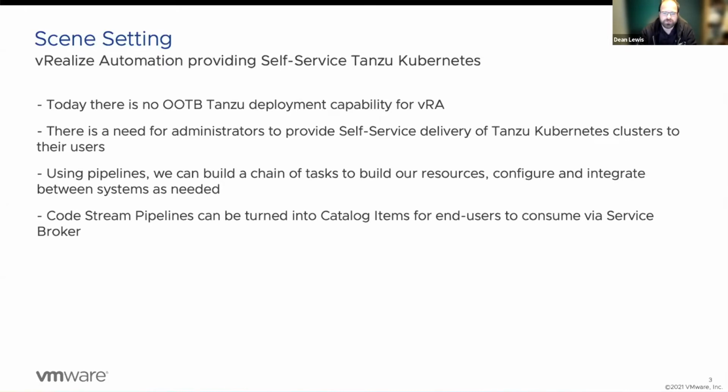So this is going to take you through some of those more advanced concepts and use cases. Obviously, we know there's a need for administrators to provide a self-service type delivery of Tanzu Kubernetes clusters to their users. They log into a service catalog and they request that, fill out a number of details such as where the cluster gets placed, what name is it given, maybe how many nodes within that cluster. But obviously we don't want that end user to actually be getting into the bare bones of the system and deploying that Kubernetes cluster itself. Using Code Stream and pipelines, we can build a chain of tasks together to build our resources, configure and integrate between systems as needed. And then again, we can provide that self-service capability by taking those pipelines and offering them as catalog items for our end users to consume via the service broker.